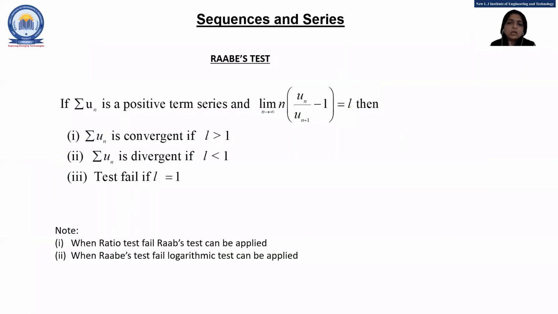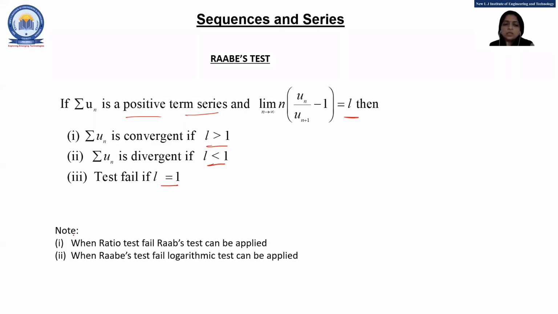Okay, now Raabe's test. If series un is a positive term series and limit n tends to infinity n times (un upon un plus 1 minus 1) equals L, then series un is convergent if L is greater than 1, divergent if L is less than 1, and the test fails if L equals 1. Okay, so this is the statement of Raabe's test.